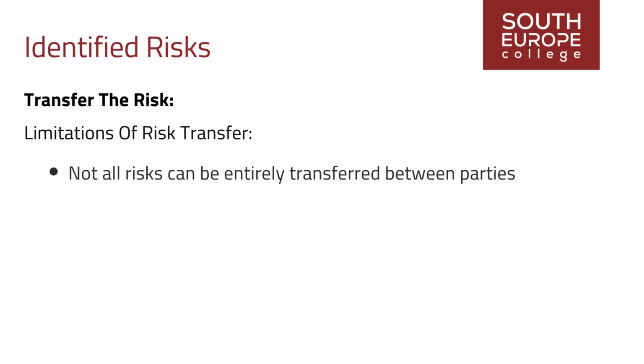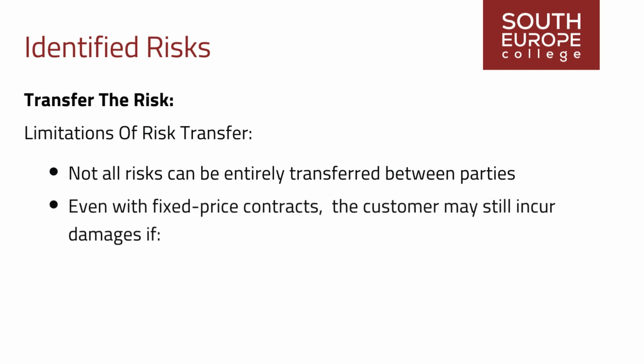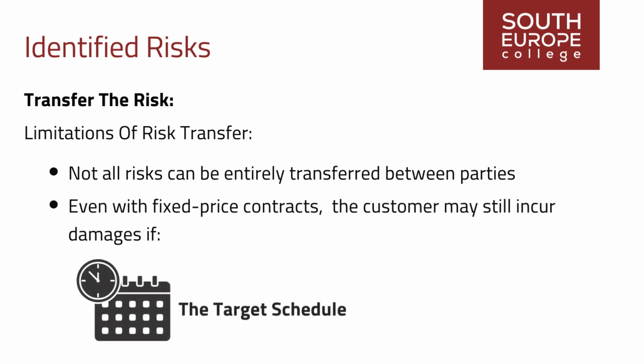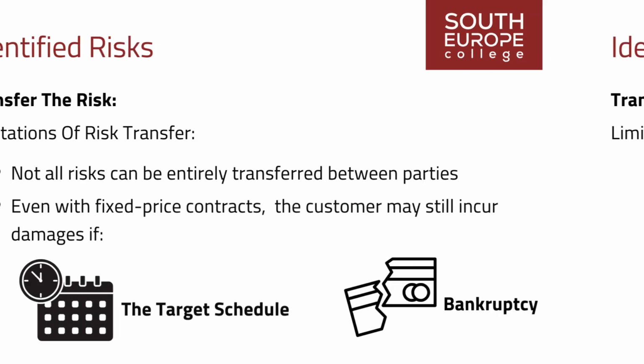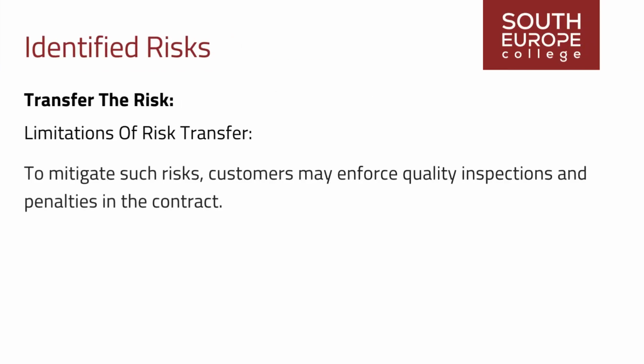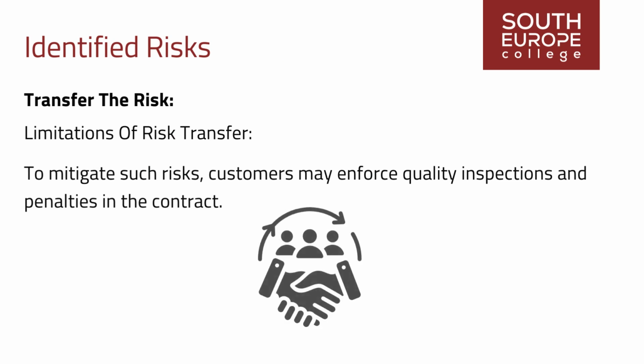Not all risks can be entirely transferred between parties. Even with fixed-price contracts, where the contractor ostensibly assumes the risk of overruns, the customer may still incur damages if the project exceeds the target schedule or if the contractor faces bankruptcy. To mitigate such risks, customers may enforce rigorous quality inspections and penalties in the contract.